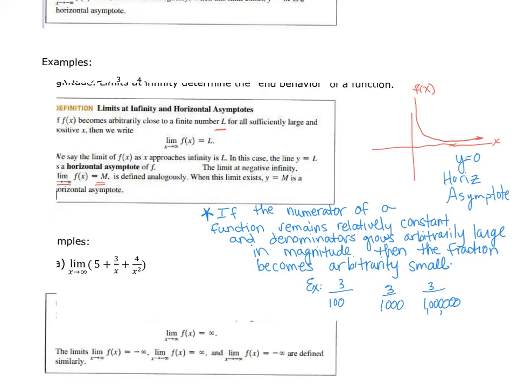So let's take a look at this first example. We have the limit as x approaches infinity of 5 plus 3 over x plus 4 over x squared. Well, as these two denominators grow without bound, the limit of these two pieces is going to go to 0, and we just have the limit as x approaches infinity of 5, which is 5.